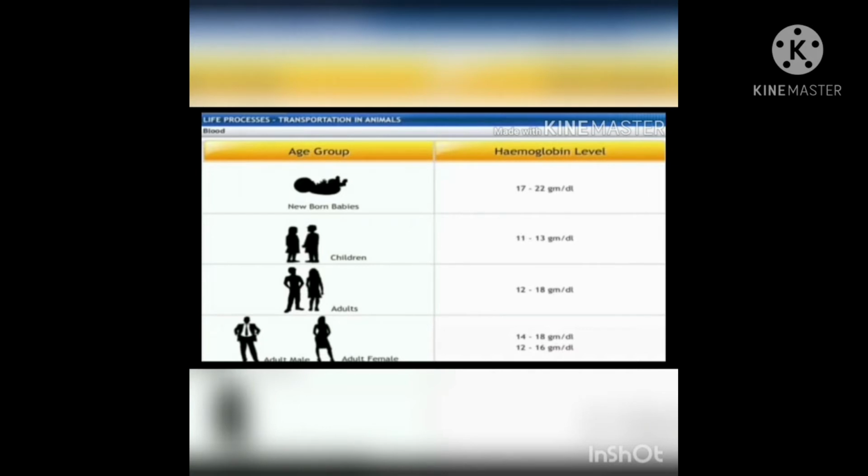Infants' blood contains 17 to 22 gram per deciliter. In case of children, it is 11 to 13 gram per deciliter. In case of an adult, it is 12 to 18 gram per deciliter; adult human male, 14 to 18 gram, and adult human female's blood contains 12 to 16 gram per deciliter.